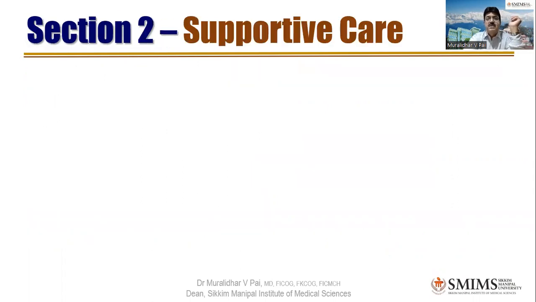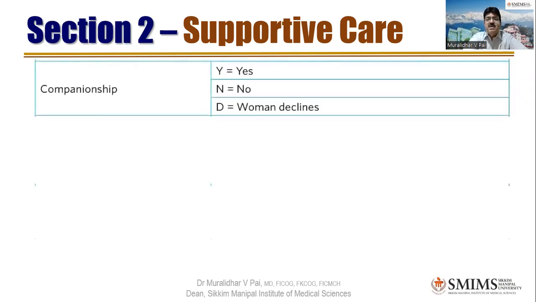All right. So I now go to the second section. Having understood what is timeline, what is alert line, let us make it slightly faster now. First section is identification, second section is supportive care. So here there are different observations to be made. Number one observation is companionship, whether there is any companion, whether there is husband, mother, mother-in-law, whoever it is. If it is yes, you write Y. If it is no, you write N. And if the woman has declined any companion, you write D.